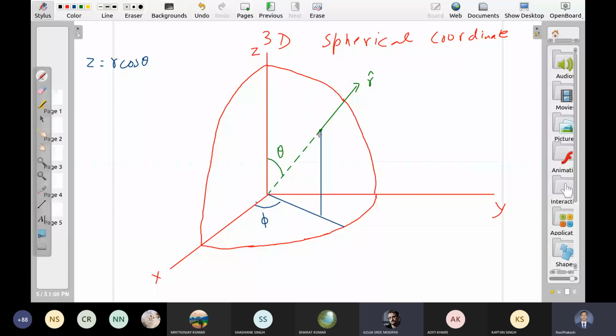Sir, R cap is towards the observer, sir, or is that side away? R cap is perpendicular to the surface towards the observer, right? I mean, if you are looking at a ball, then if you are looking perpendicular to it, it's towards you, right?